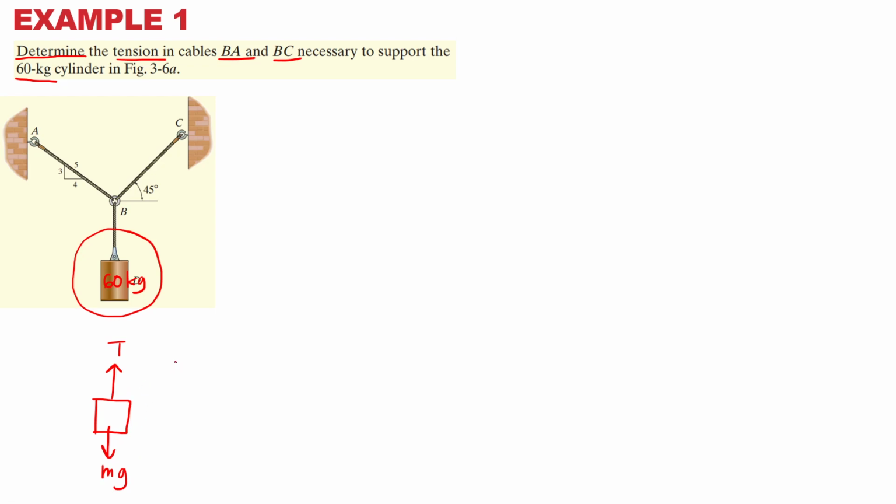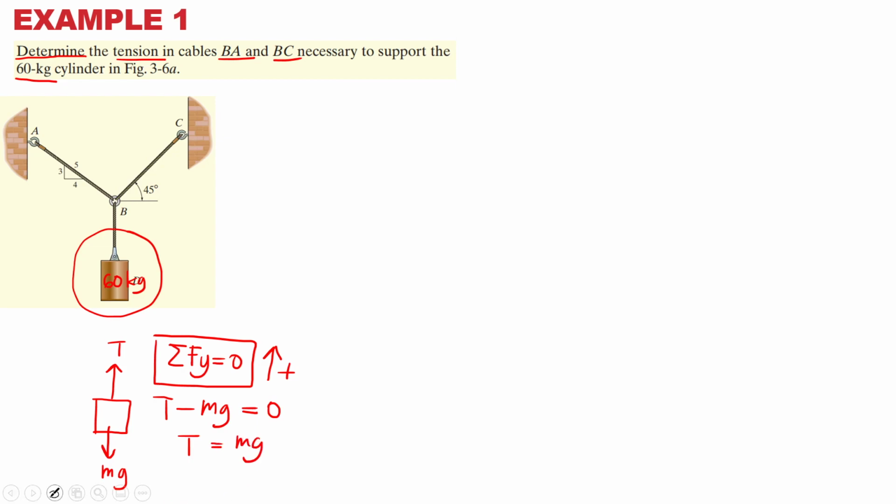If it's in equilibrium, summation of force in the y direction is equal to zero. Meaning, what's going up is positive. So T minus mg is equal to zero. T will be equivalent to mg. So then you don't really need to do this one. You know already.